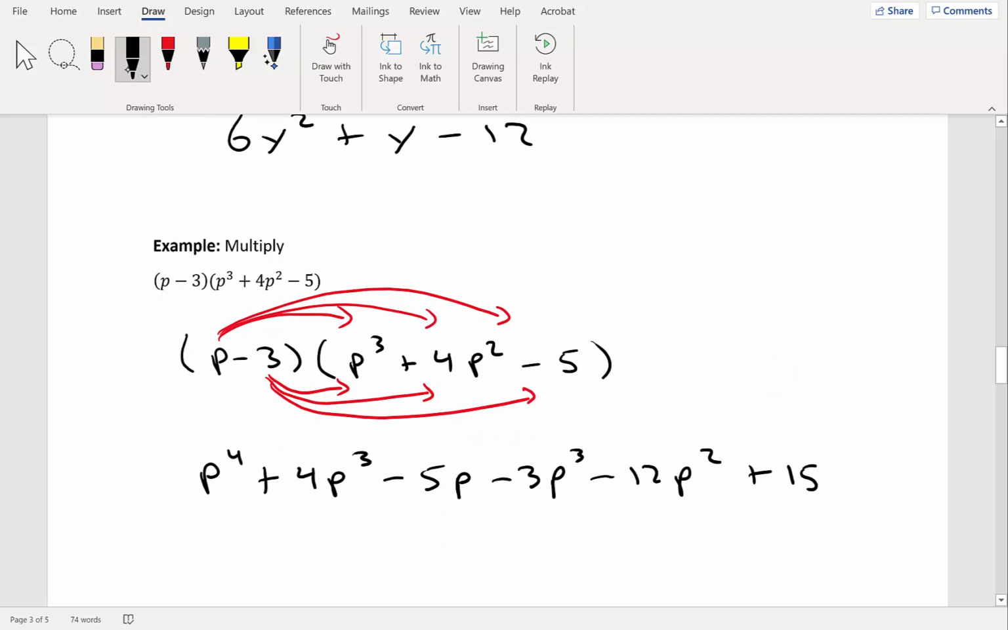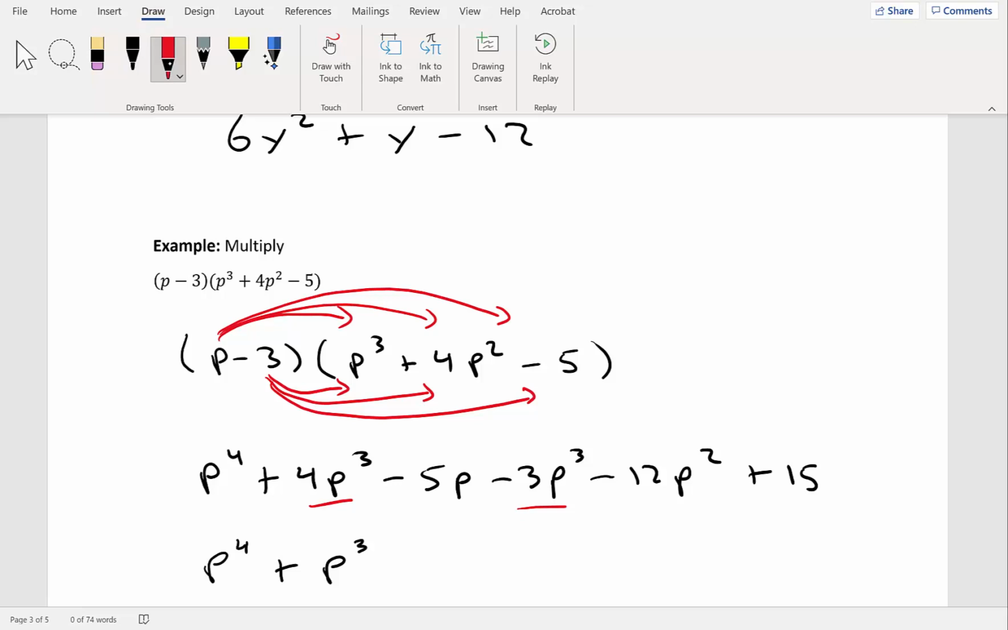Now when you're writing out your final answer, write it out in descending order, meaning start with the highest exponent and then work your way down to the lowest exponent. So we have p to the fourth. Now I have a 4p cubed and a negative 3p cubed. I can combine those with each other. I get positive p cubed.